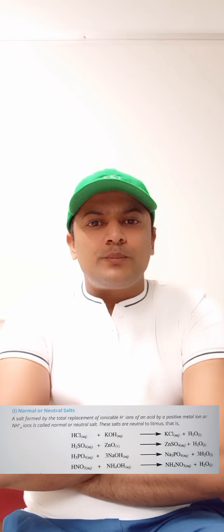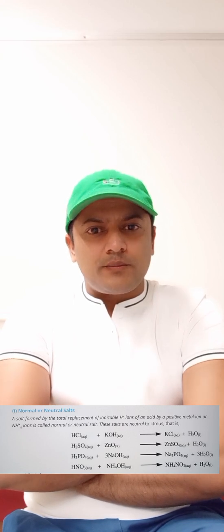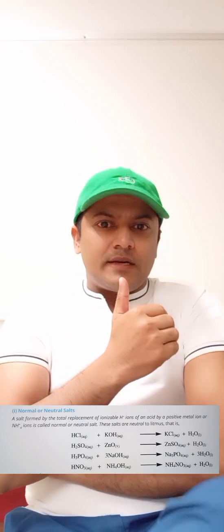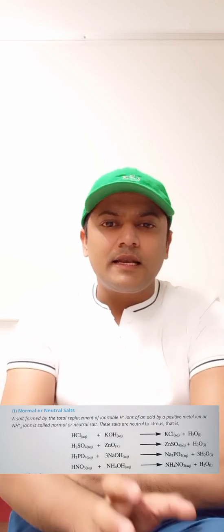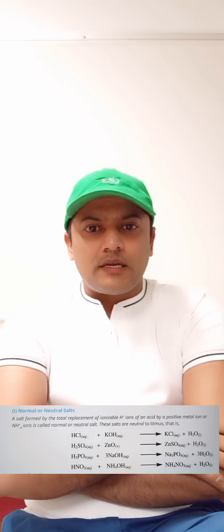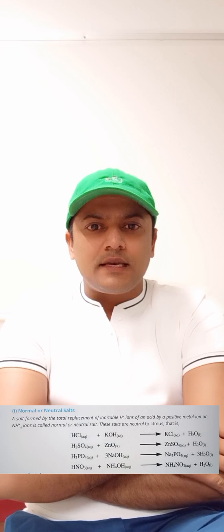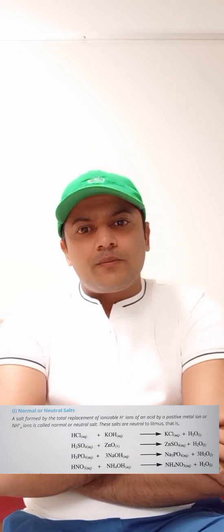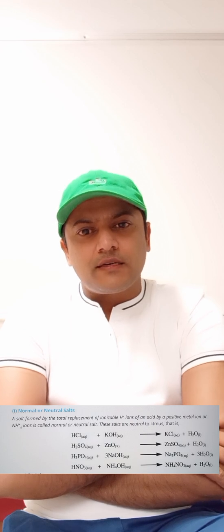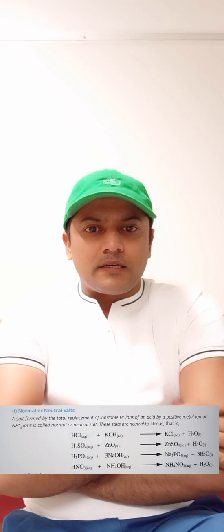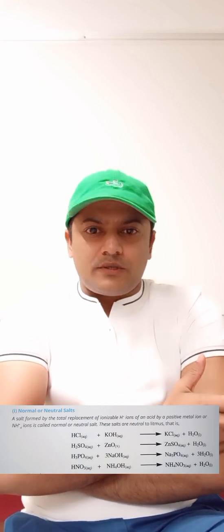Normal salts are basically the complete neutralized product between acid and base. For instance, KOH and HCl react with each other. They will form the complete neutralized product, that is KCl, and as I mentioned, K comes from the base, that is a positive radical, and Cl comes from the acid, that is a negative radical, and the other byproduct is water.